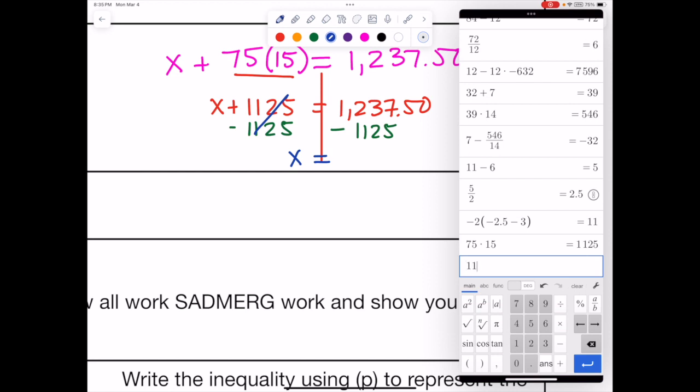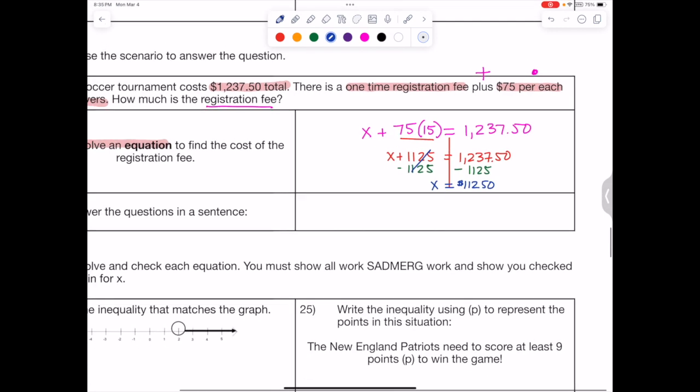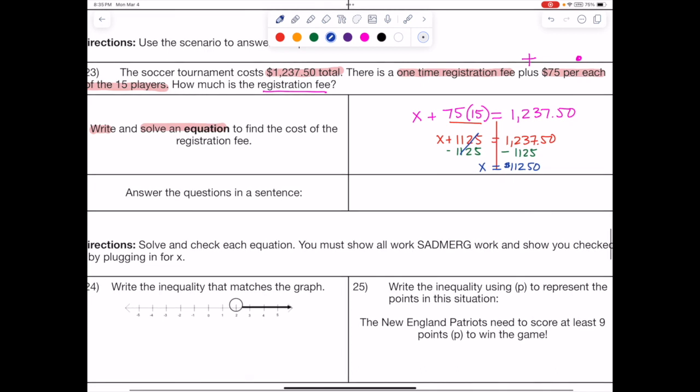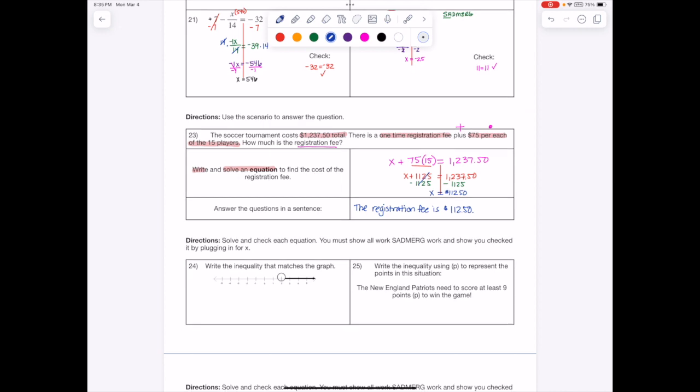1,237.5 minus 1,125, and we get $112.50. All right. So what is the one-time registration fee? Answer the question. The registration fee is $112.50. Okay, so there we go.